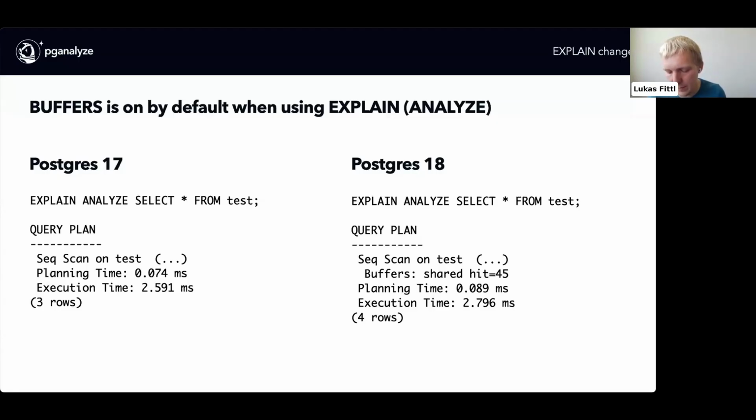This is, for what it's worth, something that I think is actually fixable, and I proposed a patch to Postgres 19 to reduce the overhead of buffers. So buffers right now has a bunch of unnecessary overhead because of how it's implemented. So maybe we'll see that reduced in 19.